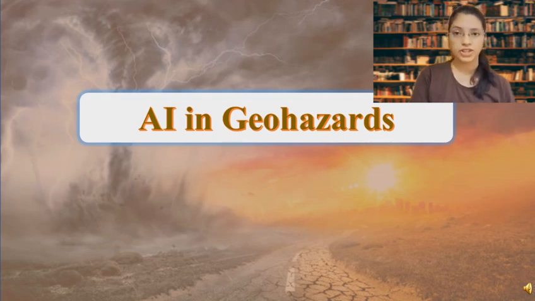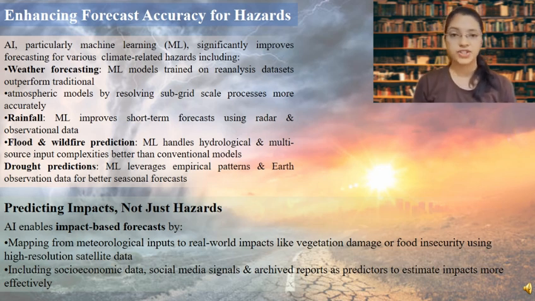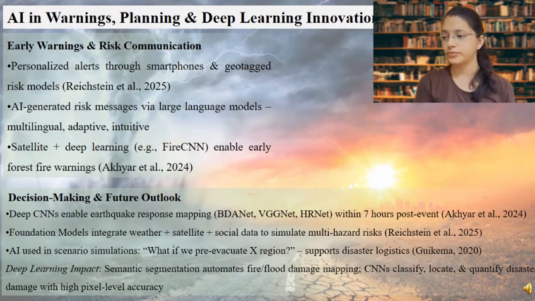Now, the role of AI in geohazards. AI is transforming hazard science. Machine learning models now outperform traditional meteorological simulation for rainfall and drought forecasting. In disaster response, there are many models that assist in mapping earthquake and wildfire damage. AI also enables impact-based forecasting by linking weather data with socio-economic outcomes.